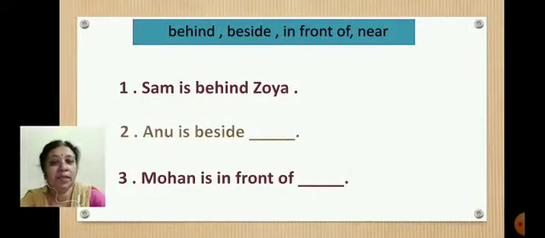Now here, again one help box is given. So in that, few prepositions or position words are given. First we will read that. So see the first one. B-E-H-I-N-D. Behind. Next one. B-E-S-I-D-E. Beside. Next one. I-N. In. F-R-O-N-T. Front. O-F. Of. In front of. Next is N-E-A-R. Near. Okay. These are few prepositions or position words. Now we will use them in our fill in the blanks.